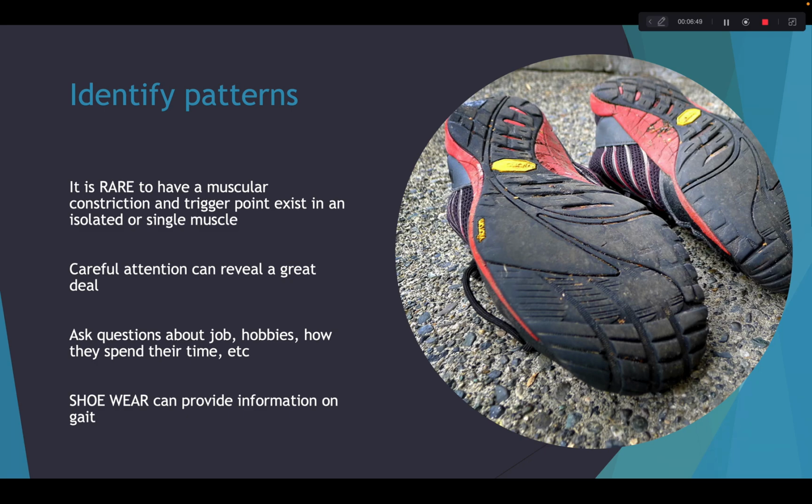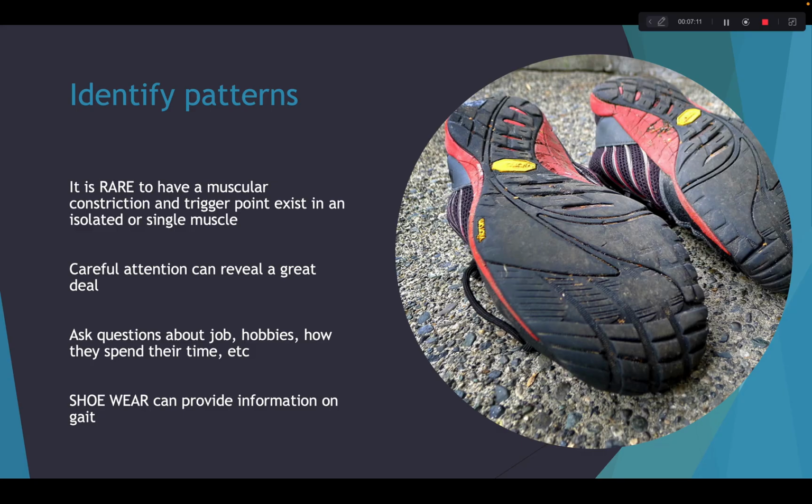The fun thing here we're going to do is the shoe wear. So we're going to want to identify patterns of wear. And the easiest thing to do is look at an older pair of shoes. So if your client comes in, you can even ask them if they have an older pair of shoes, if you can look at their shoes, right?